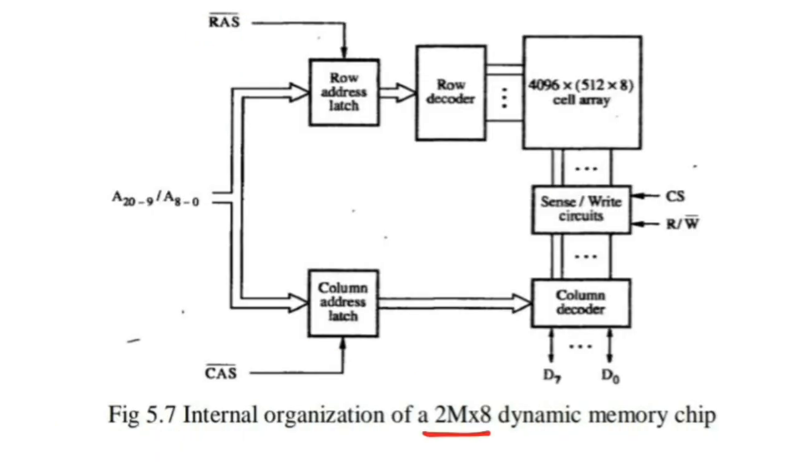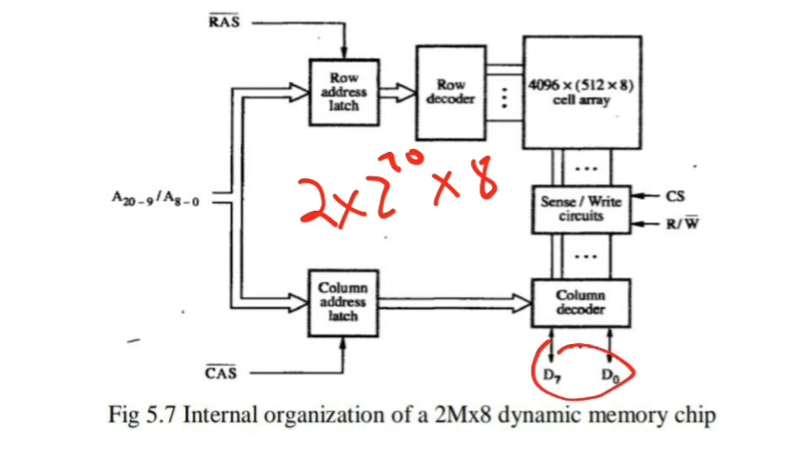This is a very important question with respect to exams. Now see, 2M into 8. What does 2M into 8 mean? First of all, let's see that. What is M? M means 2 raised to 20. Now we have to store 2 into 2 raised to 20 into 8. 8 is the inputs, so just forget it for now. 8 are the inputs, so we have to store this much value inside this cell.